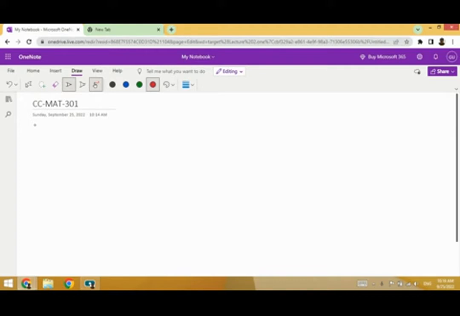Hello friends, today we are going to learn Unit 2 of our differential calculus, that is CC Mat 301. The name of Unit 2 is Applications of Partial Derivatives. First of all, we have to learn about the homogeneous function.